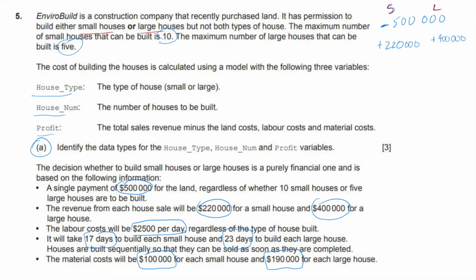The labor cost will be $2,500 per day. And for each small house, that's going to mean we're going to have minus 17 times 2,500.